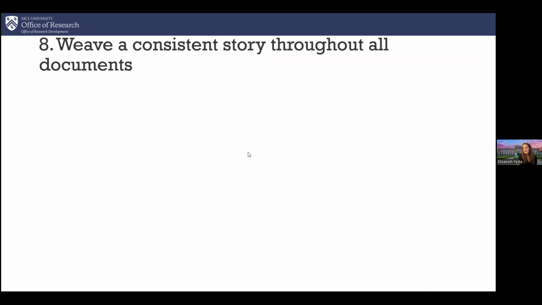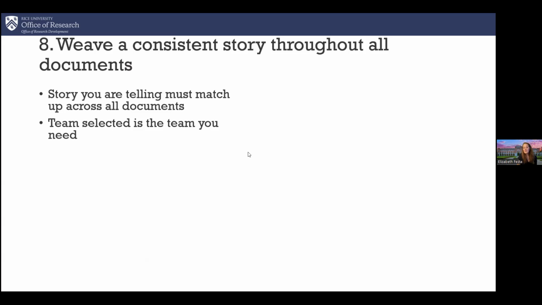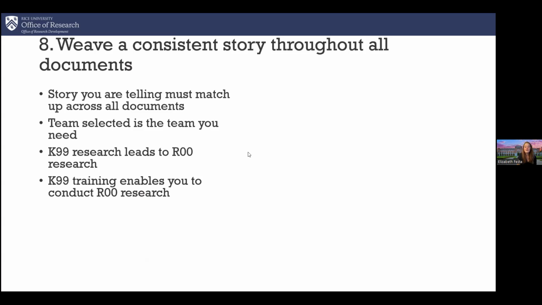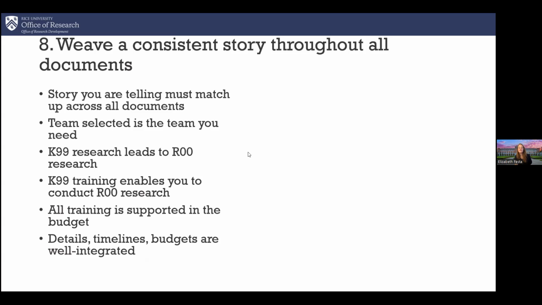Eighth tip, weave a consistent story. We've said that before. The story you're telling must match up across all documents. The team selected is the team you need. The K99 has to lead to the R00. The K99 training has to enable you to conduct the research in the independent phase, and everything is going to be supported in your budget, and all details, timelines, and budgets are well integrated.